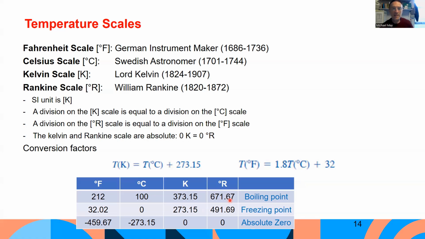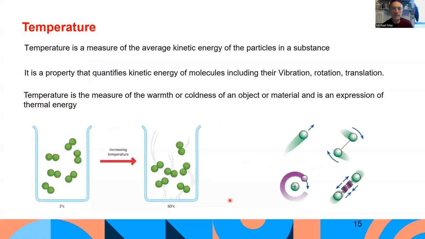So what do we mean by temperature? A few definitions here. Temperature is a measure of the average kinetic energy of the particles in a substance. It's a property that quantifies kinetic energy of molecules, including their vibration, rotation, translation. Temperature is the measure of the warmth or coldness of an object or material, and it is an expression of thermal energy.